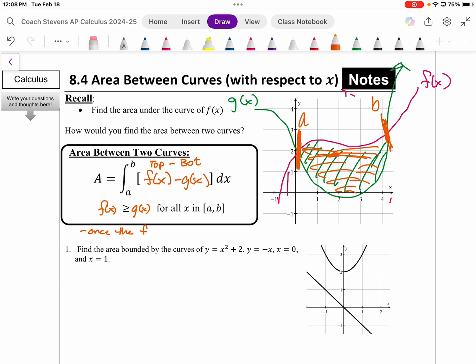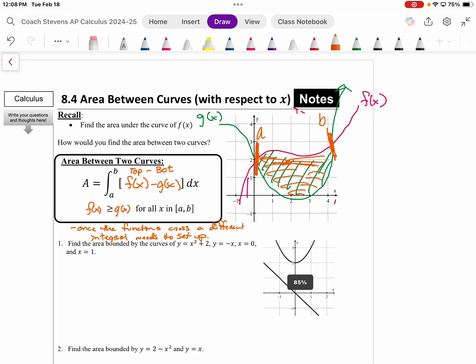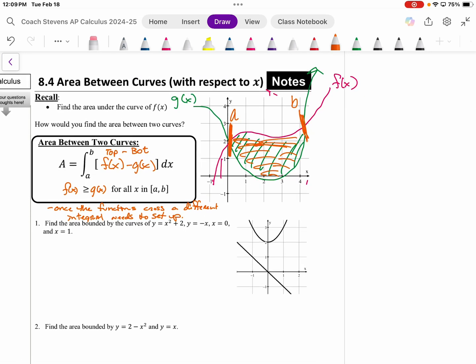Once the functions cross, a different integral needs to be set up. Just thinking off the top of my head, if we draw it, what do I mean by that last statement?